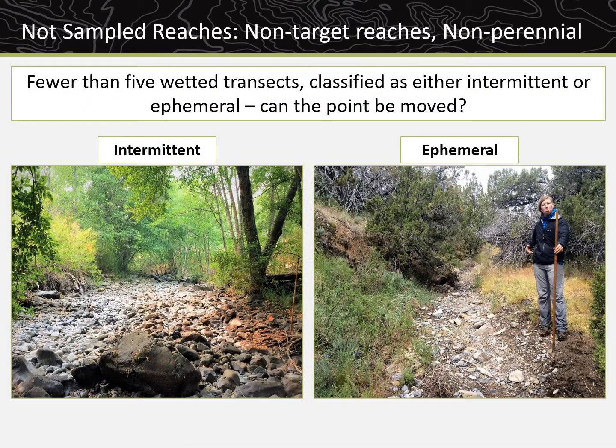Non-target reaches that have fewer than 5 wetted transects are classified as either intermittent or ephemeral during field evaluation. As discussed in the critical concepts videos, intermittent streams have irregular flow patterns and do not contain recognizable bankfull features. Ephemeral systems have sporadic flow patterns, do not contain bankfull features, and usually have upland vegetation growing in the channel. If a point coordinate lands on an intermittent or ephemeral stream, attempt to move the point to a part of the reach with 5 wetted transects.